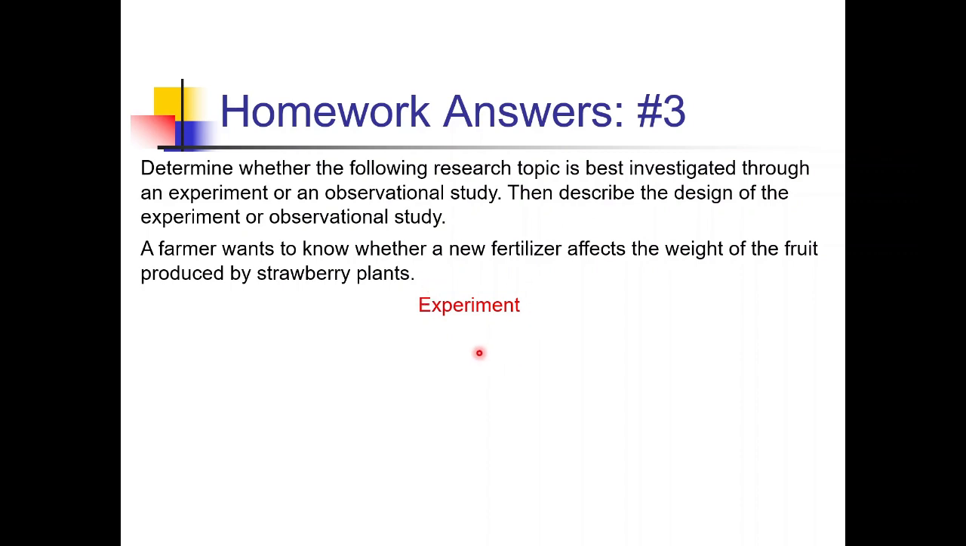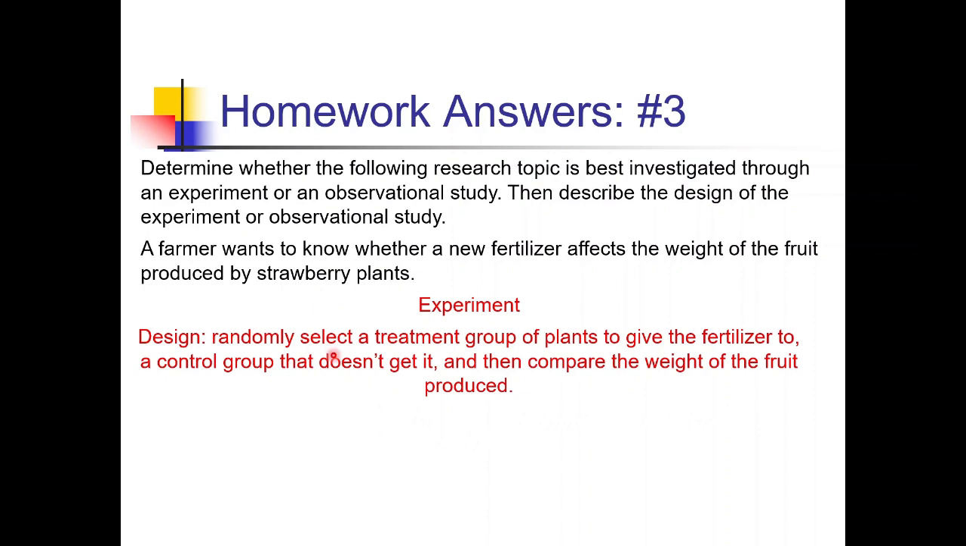And as far as the structure of this, we could randomly select a treatment group of plants to give the fertilizer to, and a control group that doesn't get the fertilizer, and then just compare the weights of the fruits produced at the end of a certain amount of time.